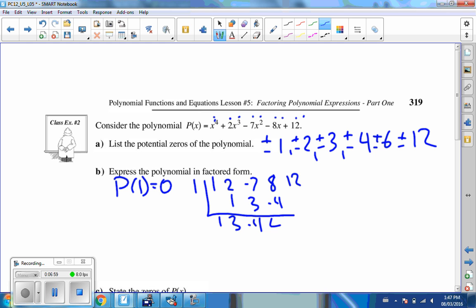What? It didn't work. 1 plus 2, 3, minus 7 is negative 4, minus 8. It's negative 12. Negative 12 plus 12 is 0. Oh, negative 8.